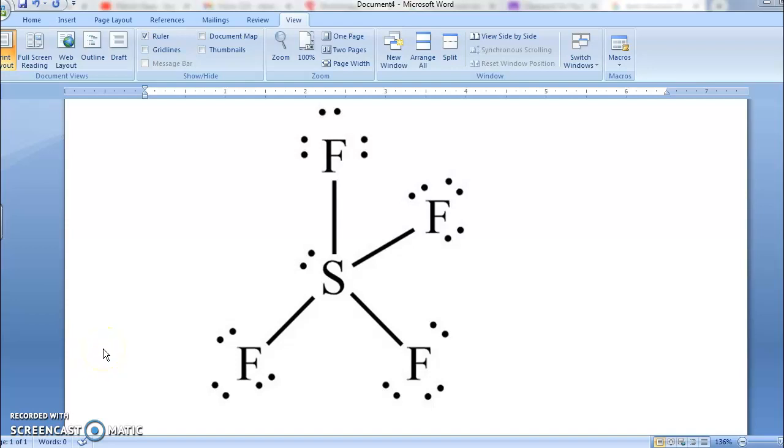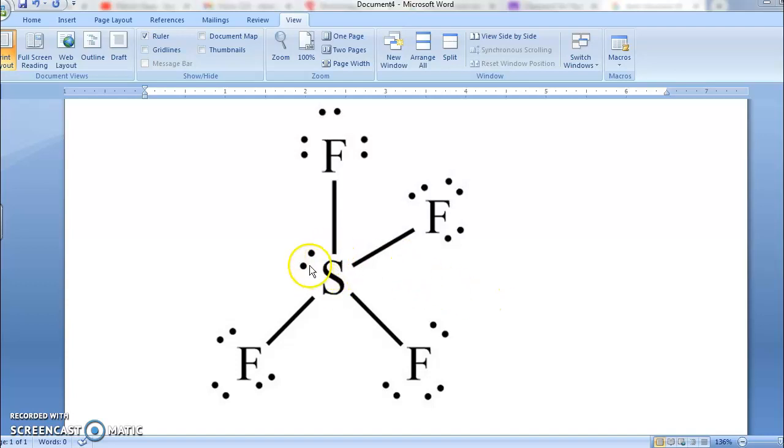We're just introducing how to use the shape sheet. We will be doing practice problems as well. But right here we have sulfur tetrafluoride, SF4, and this is the Lewis structure for it. Let's use the shape sheet to see if we can come up with the name of this molecule, whether or not this molecule is symmetrical, whether the bonds on this molecule are polar or not polar, and whether there will be a net dipole.